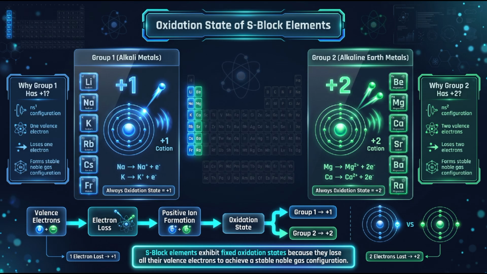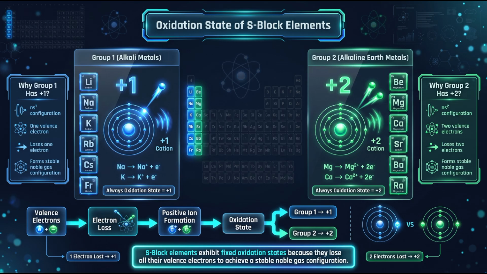Because group 1 metals always form M+ ions, they produce compounds such as NaCl, KBr, LiF, and Na2O. In every compound, sodium remains in the +1 oxidation state. Similarly, group 2 metals always form M2+ ions, producing compounds such as MgO, BaSO4, and MgCO3. In all these compounds, magnesium and calcium remain in the +2 oxidation state.